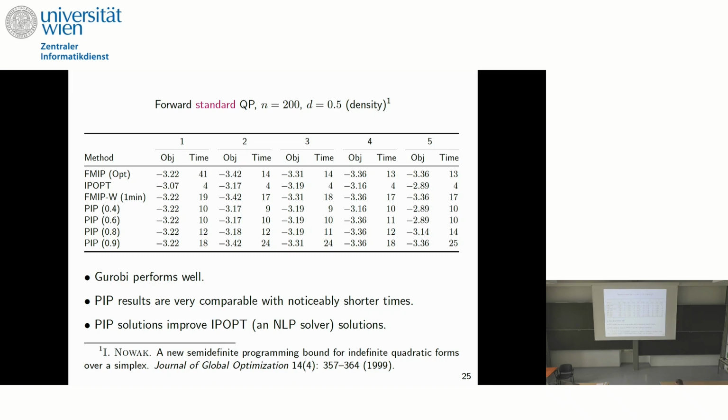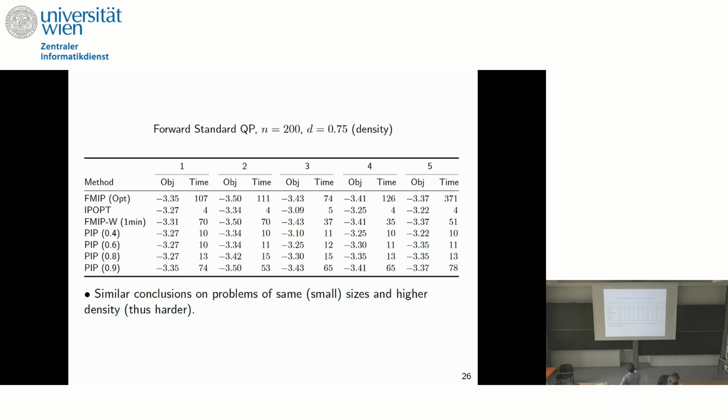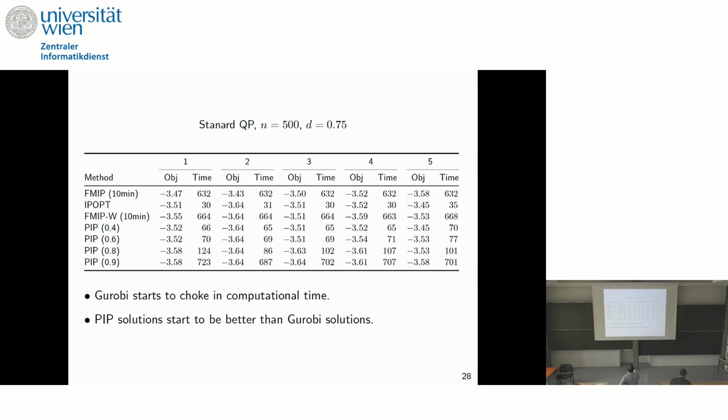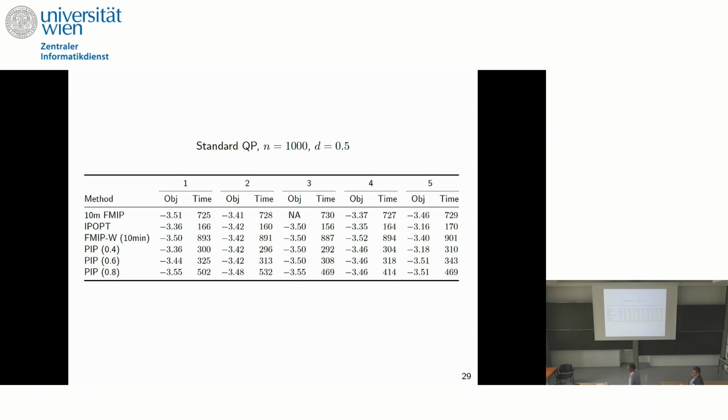That's again an indefinite quadratic objective. So it improves on the IP. Then I want to go to 500 and then 500,000. Same thing, same conclusion. So I'll stop.